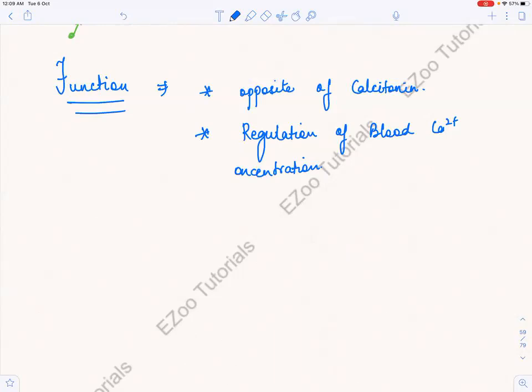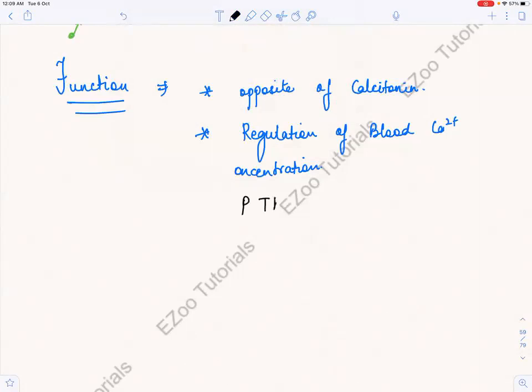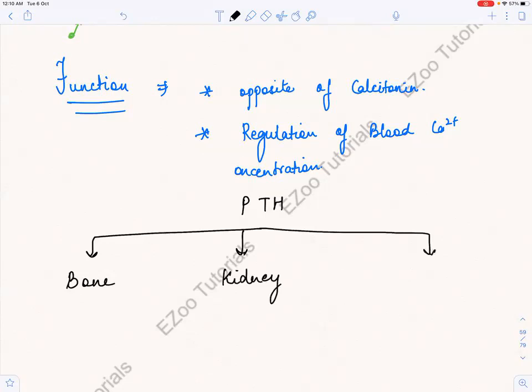And how is it doing so? Basically, this parathormone, PTH, acts in three ways: on the bone, kidney, and intestine, right? By acting on these three places, it is basically regulating the blood calcium concentration. Now, first let us see how this parathormone is working on bone.